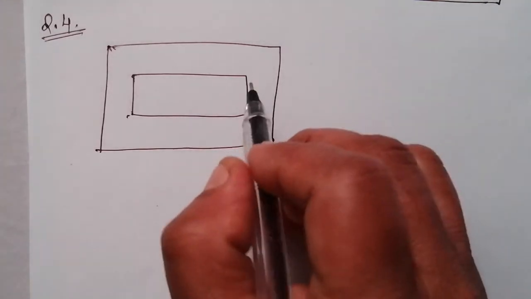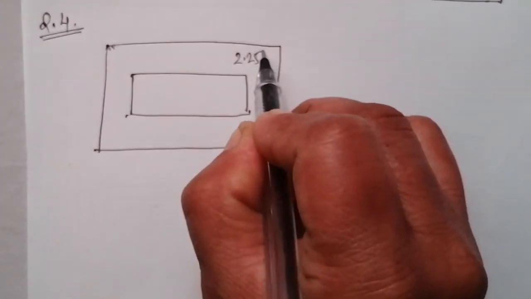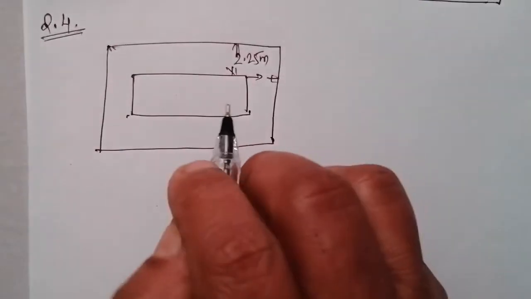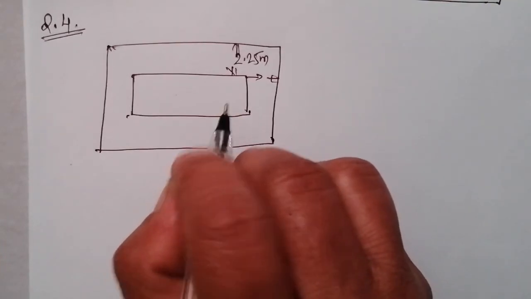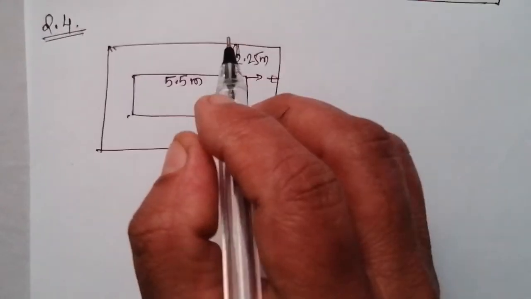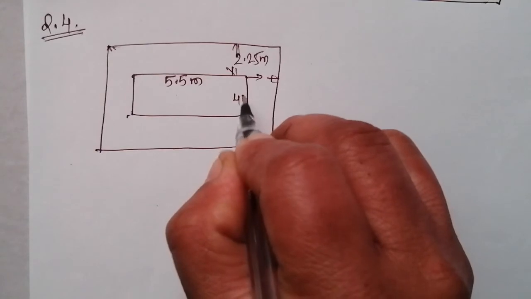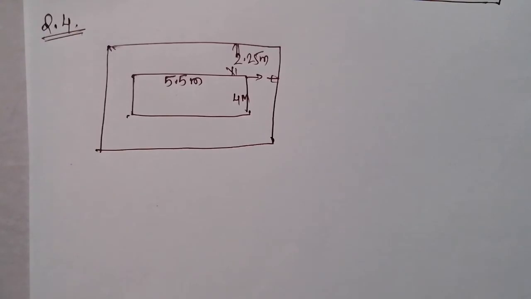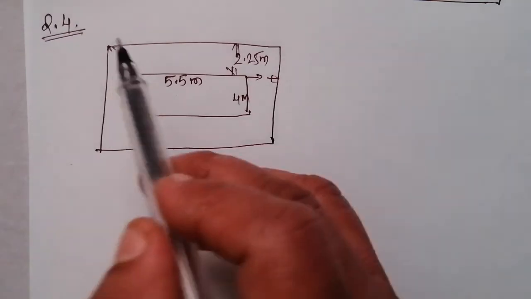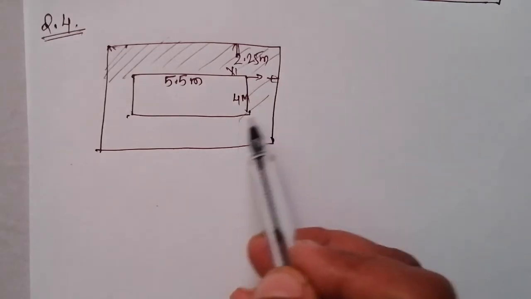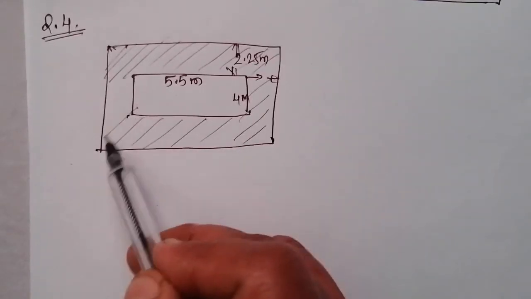Now the width of the veranda is given, 2.25 meter. Okay, this is the width of the veranda. Now for the room, the length is 5.5 meter and the width is 4 meter, right? Now you have to find out the area of the veranda and the cost of cementing the floor of the veranda. Means here first of all you have to find out the area of this veranda, and for that cementing what will be the cost, that you have to find out.